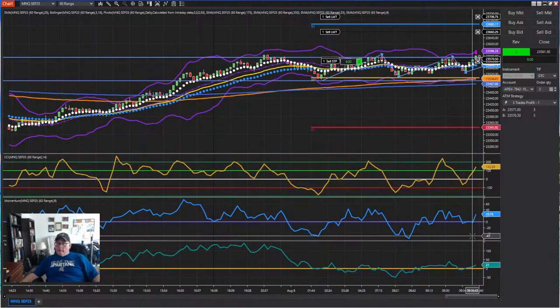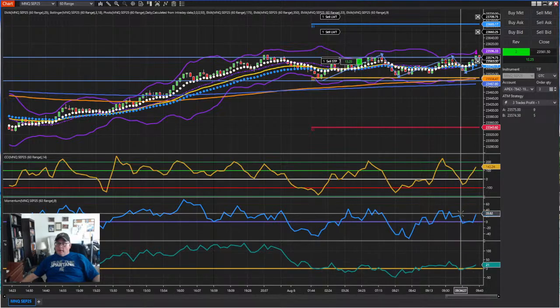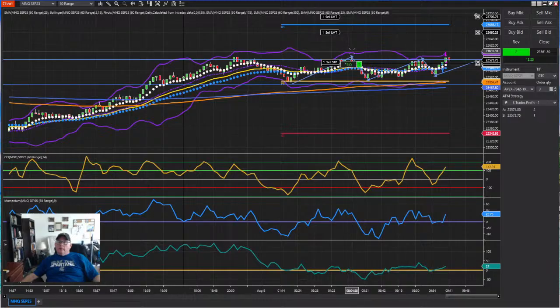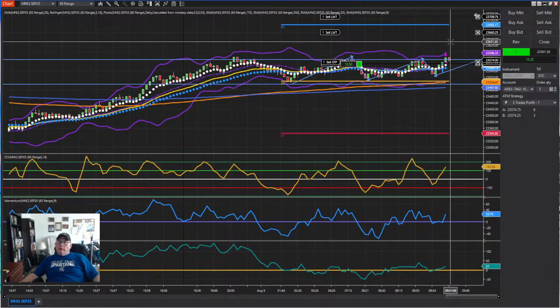So we got the momentum. Both of these are above the zero line, so I like the setup. We're above the 100 on the CCI. It's a great setup. Just a matter of will it hold and move up or not.